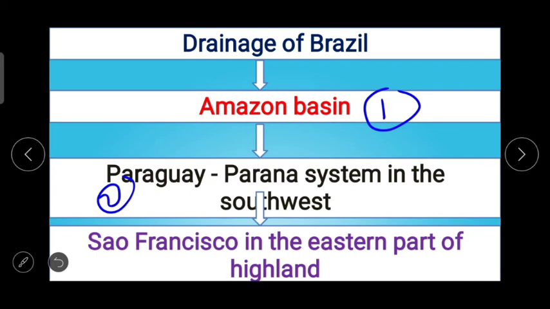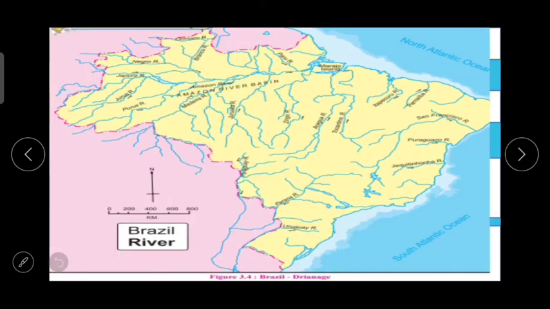Now one by one we will learn in detail about all these things, but first of all, this is the map given in our textbook, figure 3.4 Brazil drainage. If you go through this map, you can easily understand the drainage system of Brazil. This map shows the major rivers of Brazil.